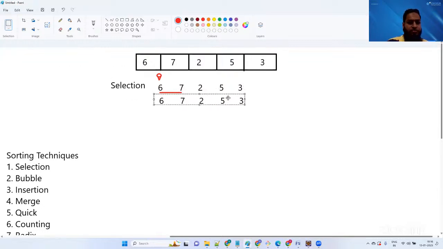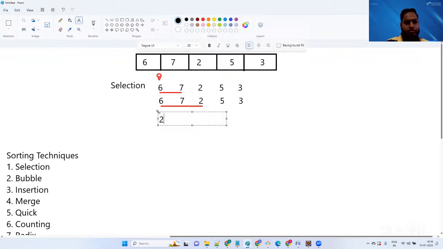So as 6 is smaller than 7, no need for swapping. Now next, what will you compare? First unsorted number with all the numbers. 6 with 2. Now is 6 greater than 2? Yes, then you will swap. So whatever you compare, you swap them. So 2 swaps with 6. And the remaining numbers at their original place. 7 at its place. And 5 and 3 also at their respective places.